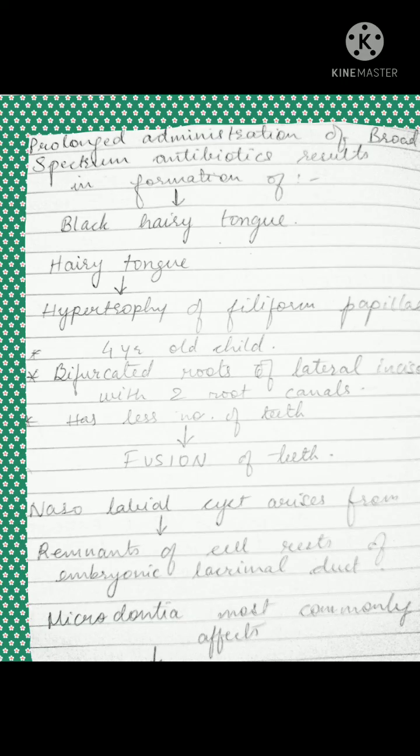Okay, so the next question is nasolabial cyst. So what is the origin of nasolabial cyst? It arises from the remnants of cell rest of embryonic lacrimal duct. So the nasolabial cyst arises from the remnants of cell rest of embryonic lacrimal duct. Okay.